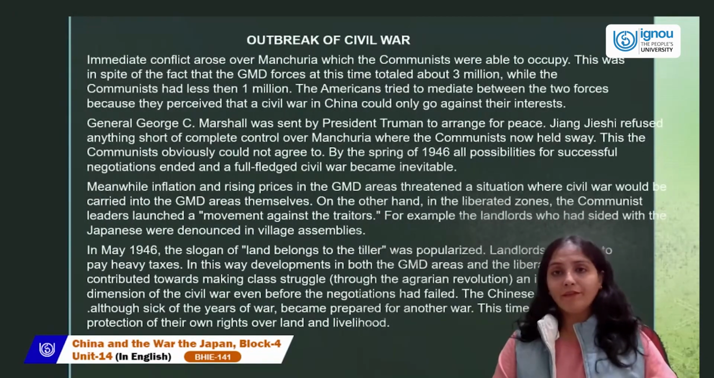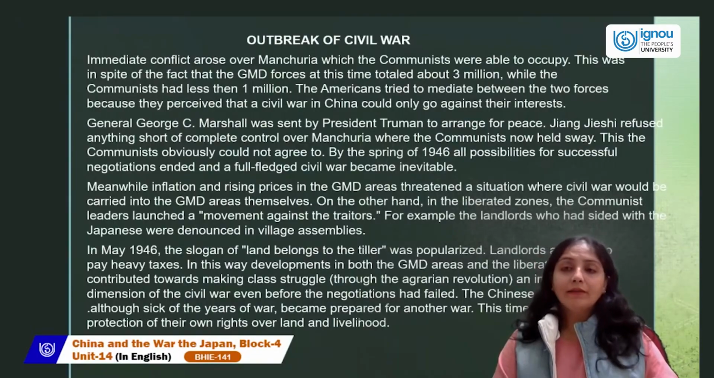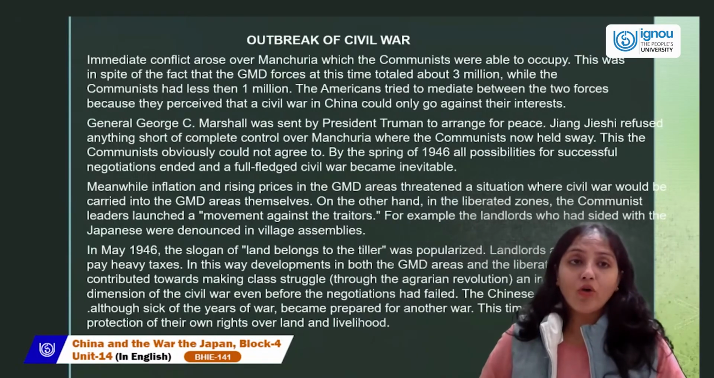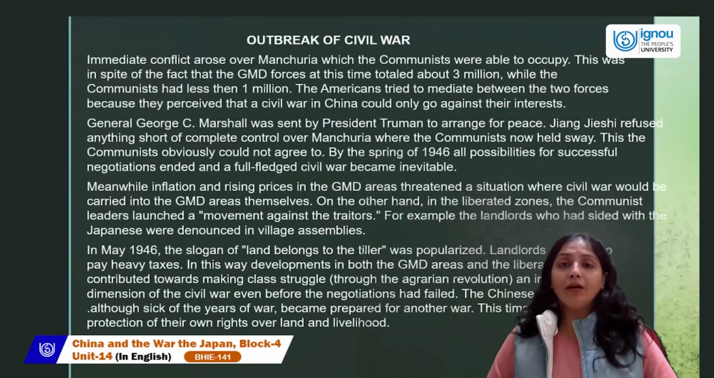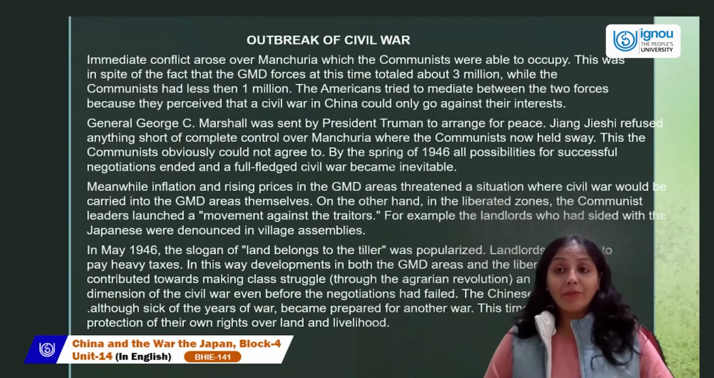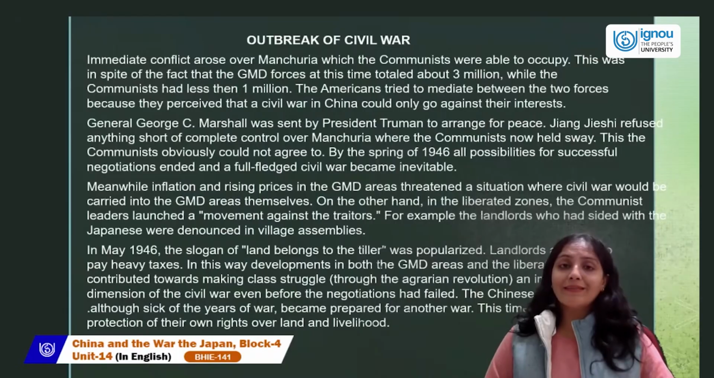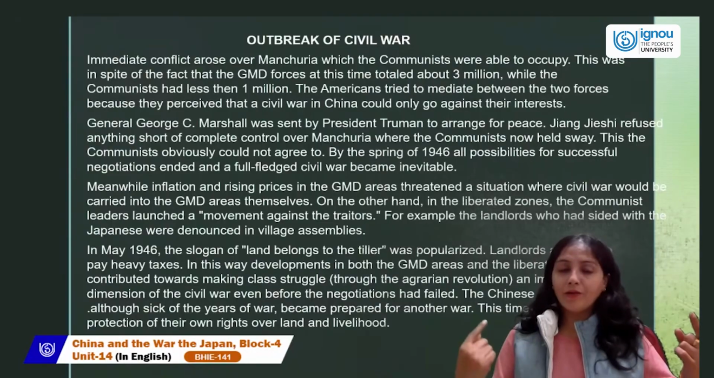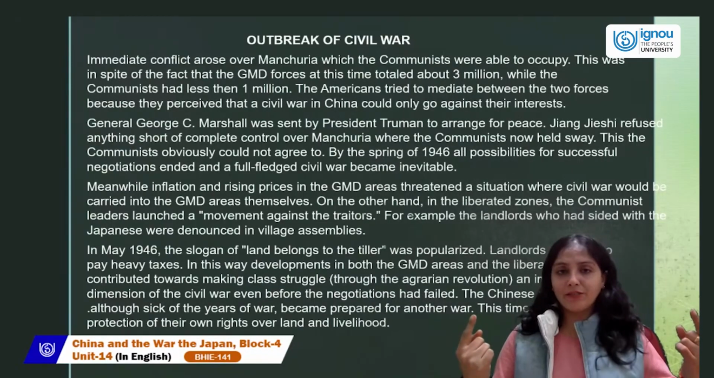The outbreak of civil war. How did the civil war break out at that time in China? The immediate conflict arose over Manchuria, which the communists were able to occupy. This was in spite of the fact that the Kuomintang forces at this time totaled about 3 million, while the communists had less than 1 million. 3 million of Kuomintang and 1 million of Communist Party.